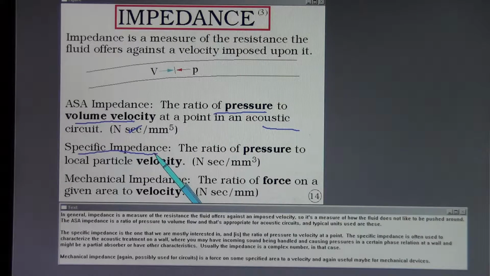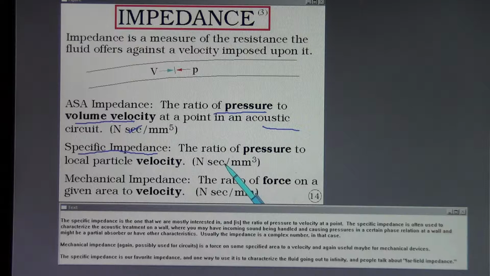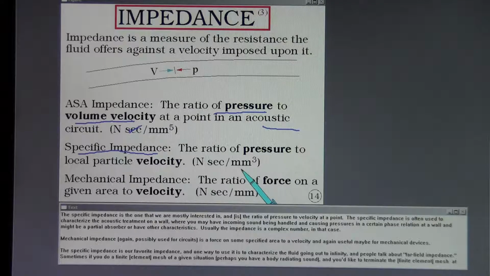The specific impedance is the one that we're mostly interested in, the ratio of pressure to velocity at a point. It is often used to characterize the acoustic treatment on a wall, where you may have incoming sound being handled and causing pressures in a certain phase relation at a wall, which might be a partial absorber or have other characteristics. Usually the impedance is a complex number in that case.